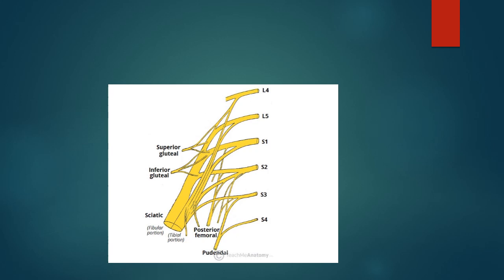In the posterior thigh, it passes between the adductor magnus and the long head of the biceps femoris. It descends in the groove between the biceps femoris medially and the semitendinosus and semimembranosus laterally. The sciatic nerve descends into the popliteal fossa, where it diverges into the tibial and common peroneal nerves.